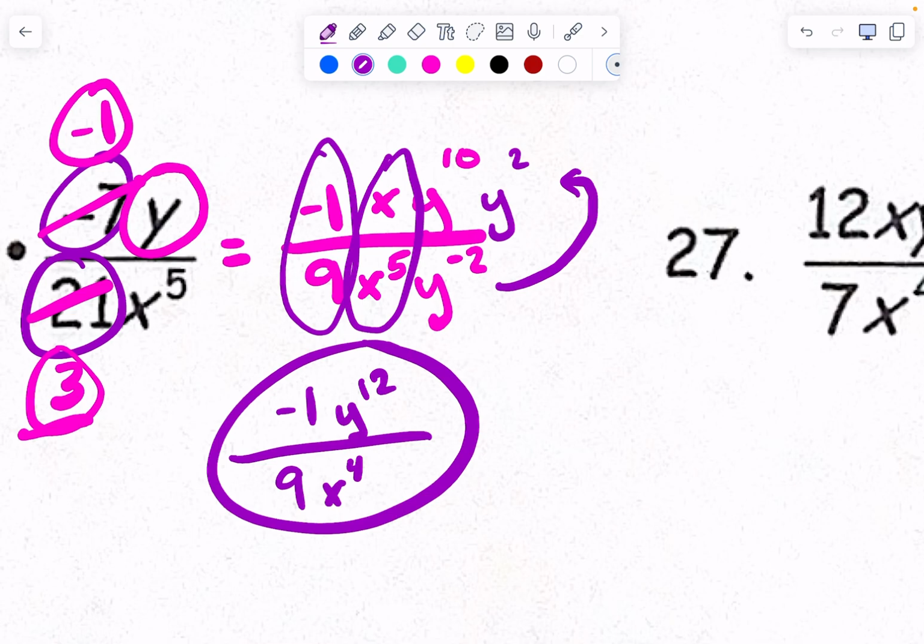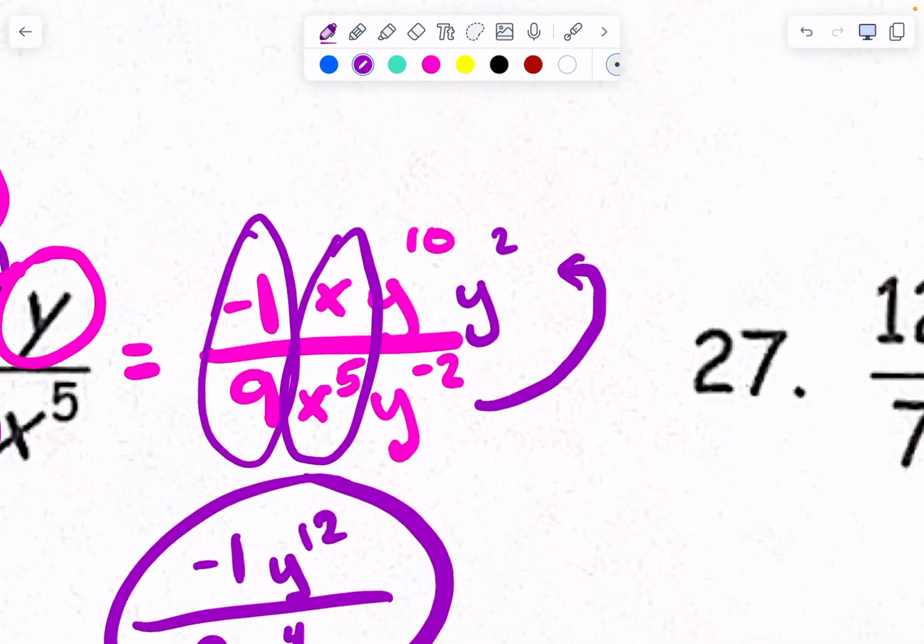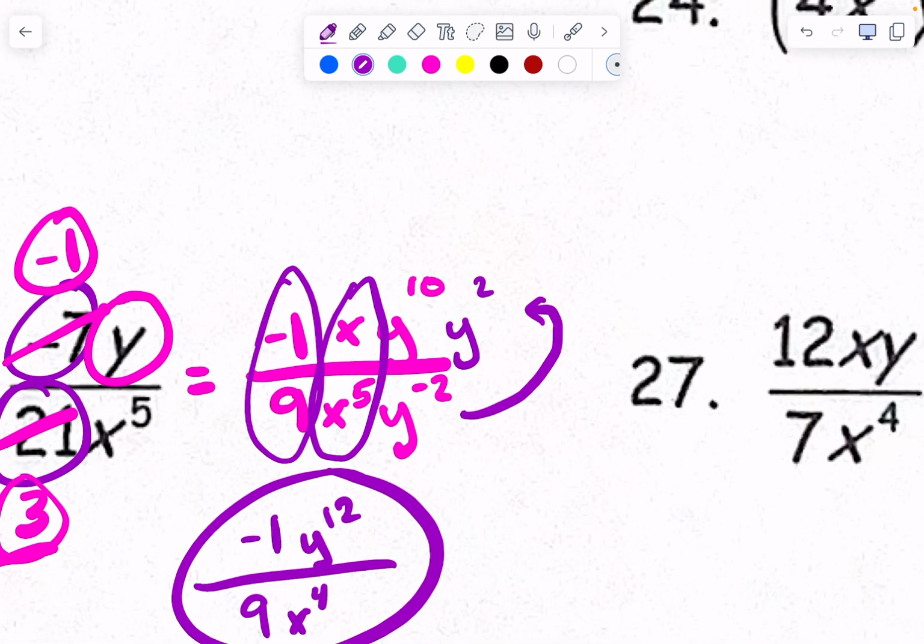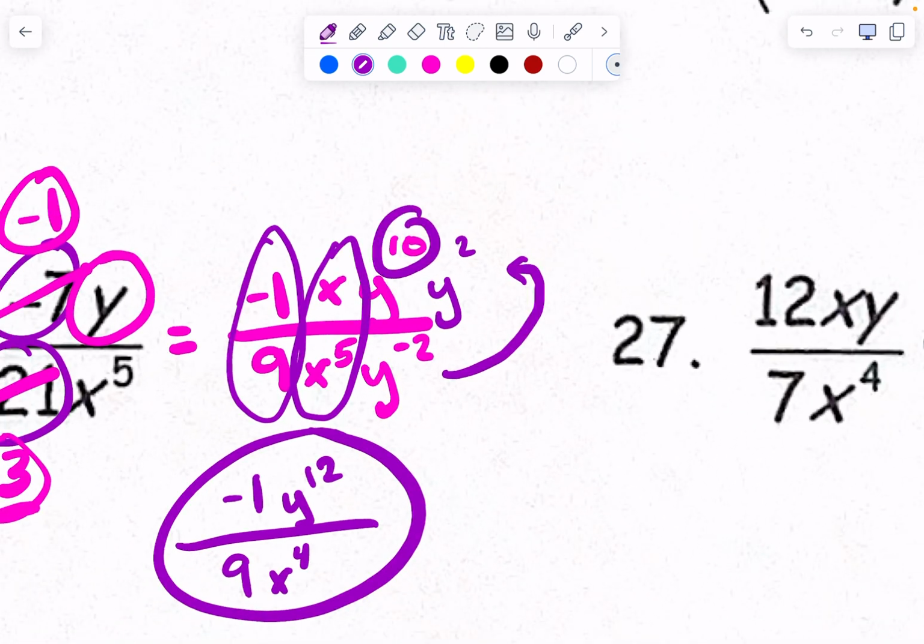Final answer. Is it not just the same thing as adding them? Yes, technically it's dividing, but it's just a negative. So dividing, you're subtracting, right? So technically this is 10 minus a negative 2, which would be 10 plus 2. Yes, exactly.